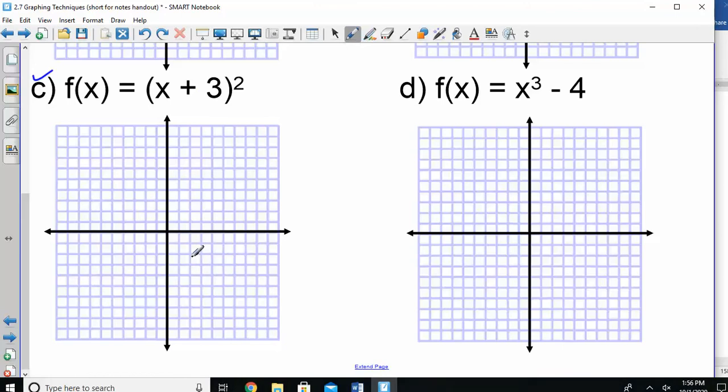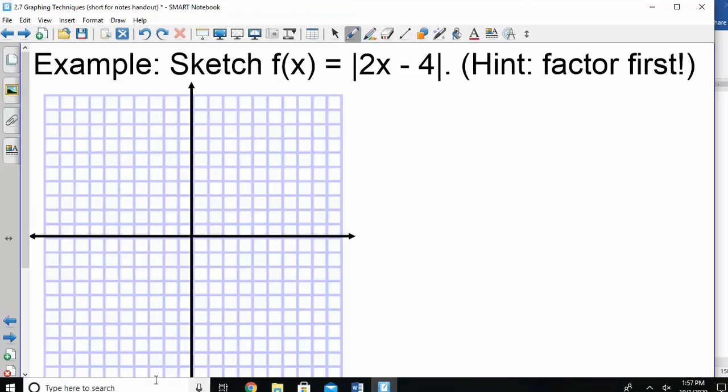This one, what's my parent function? X squared, so just your parabola. What's my transformation? Left 3. I'm not going to do D right now, but what would that transformation be? Down 4.